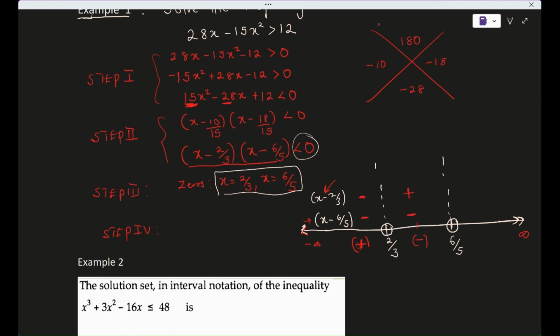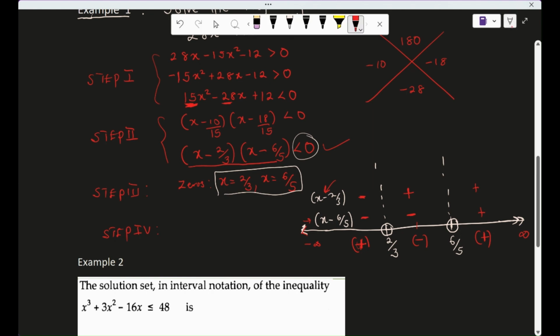Then here as well, we can take 2 because 2 is greater than 6 over 5. If you substitute 2 here, 2 minus 2 over 3 is going to be plus, and 2 minus 6 over 5 is still plus. So here it's still going to be plus. And we're almost done. Since we are interested in the part that is less than 0, we go to our table and look for where we have less than 0, and the only place is the middle here, just here.